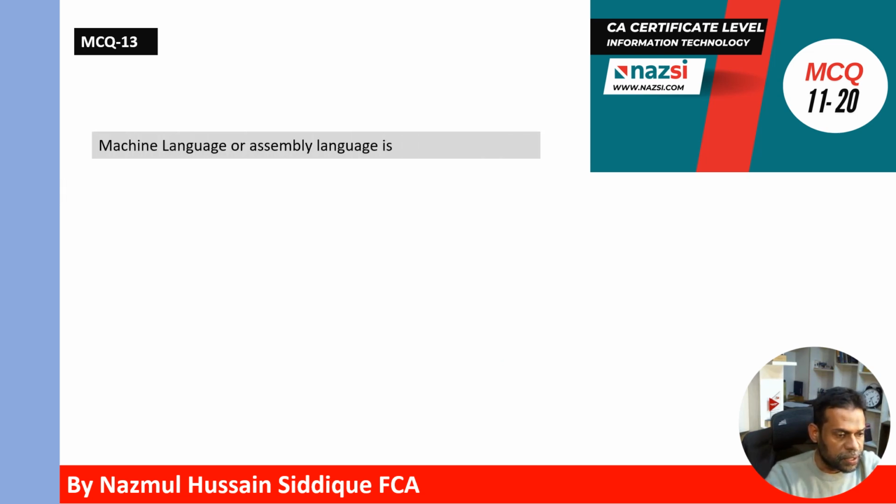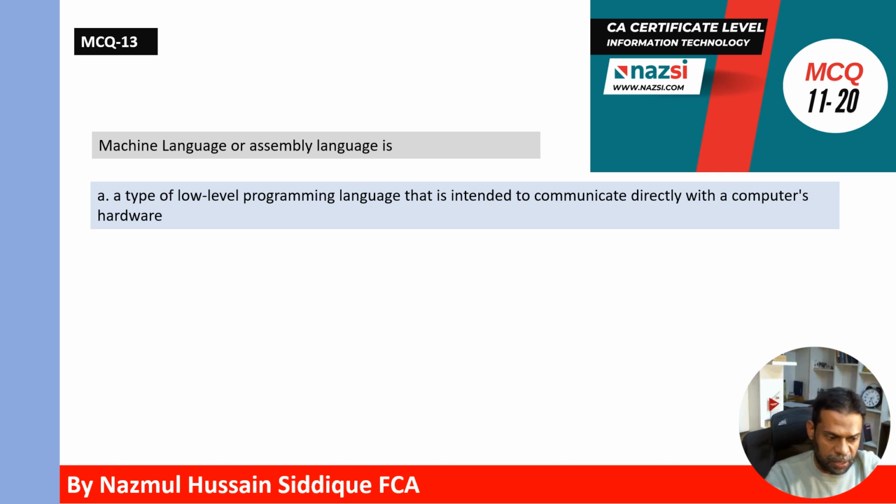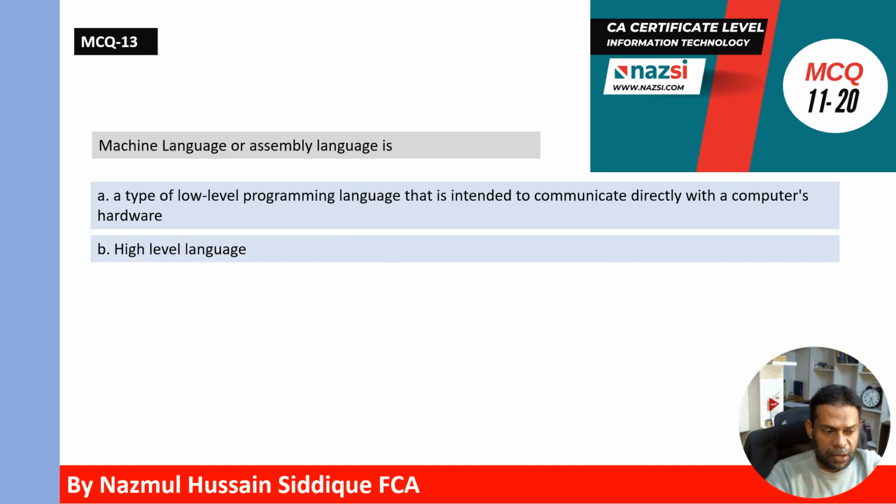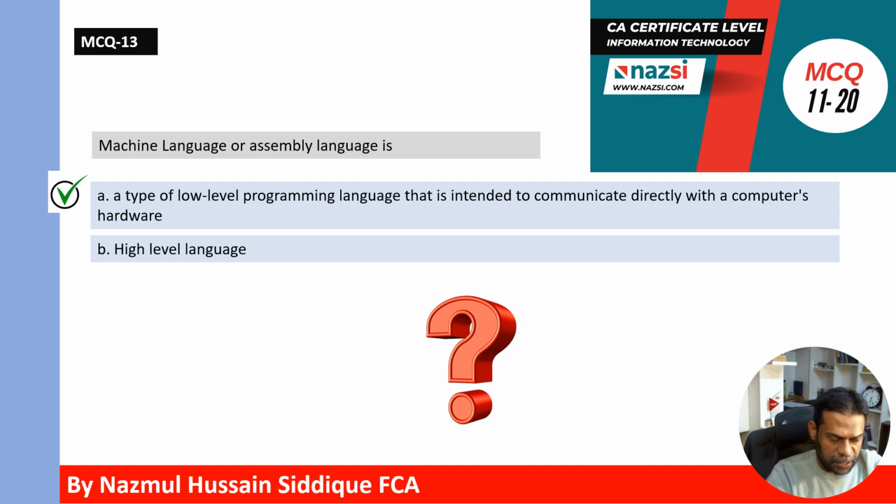MCQ 13. A. Machine language or assembly language is a type of low-level programming language that is intended to communicate directly with the computer's hardware. Or B. High-level language. Which one is the correct answer? Number A is the correct answer. Machine language or assembly language is a type of low-level programming language that is intended to communicate directly with the computer's hardware. It is not high-level language.